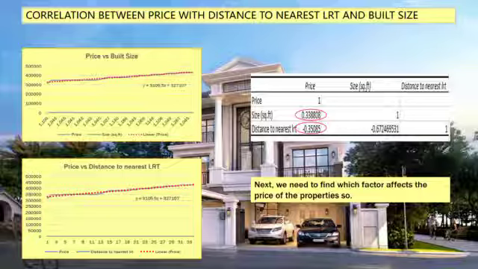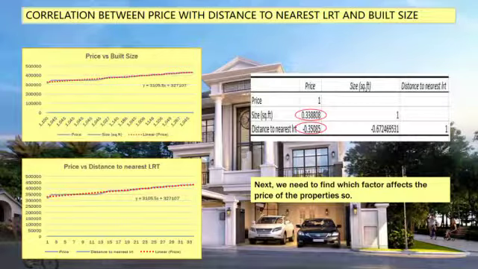And on the other side, from the table, as you can see, we can conclude that the price of property is weakly positively correlated to the build size. Therefore, we can say that the price of the house is influenced by the build size rather than the distance to the nearest LRT station.